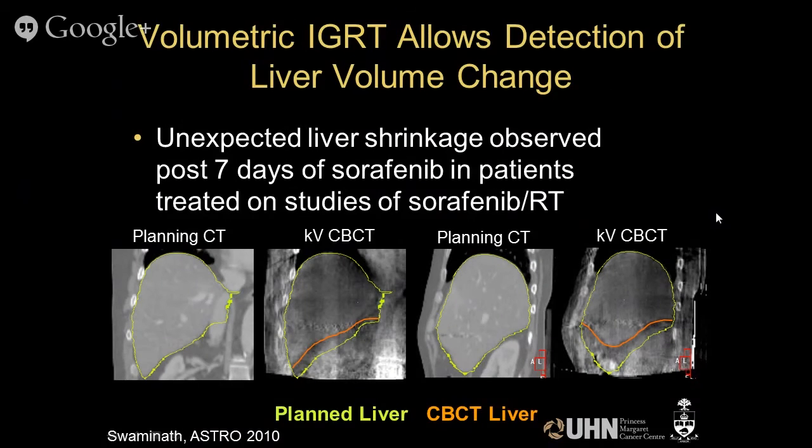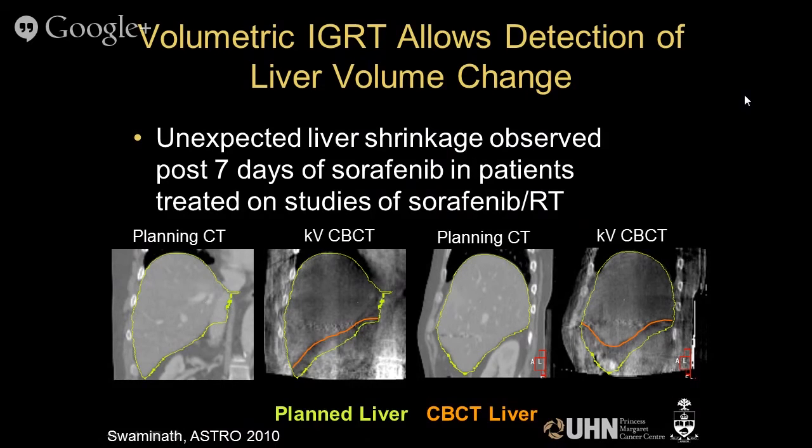Another example of how volumetric imaging showed us a detection of a change in liver volume. This was in a clinical trial where patients were treated with 7 days of sorafenib, a tyrosine kinase inhibitor. And we found unexpected liver shrinkage. And this was something that hasn't been reported. We didn't expect it. We would not have known about it if we used a fiducial type of image guidance approach.